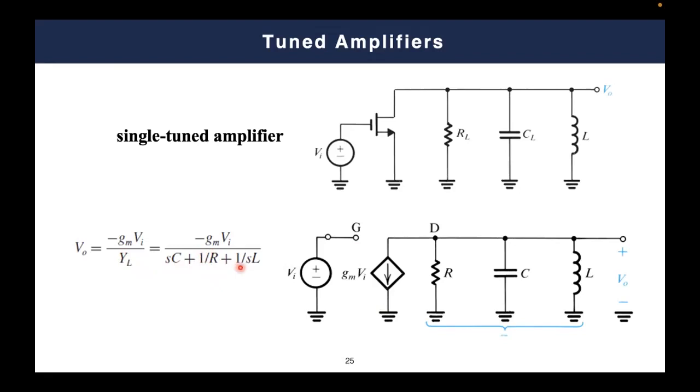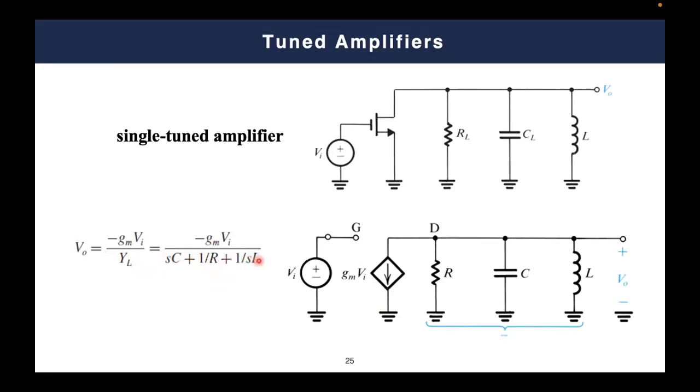And instead of having SL or J omega L, as we already know from our previous classes, that J omega is represented in the S domain by S. So instead of having J omega L or SL, we will have 1 over SL. And instead of having 1 over J omega C or 1 over SC, we will have SC. So it gives you what we call the transfer function between the input and the output, which is simply GM over SC plus 1 over R plus 1 over SL.